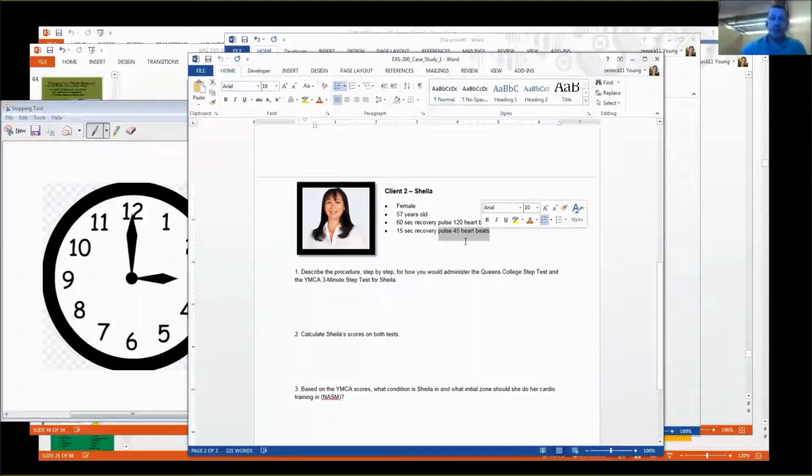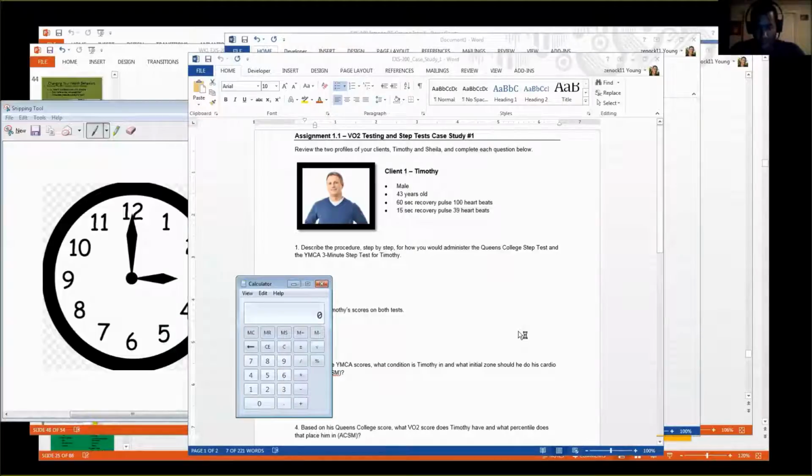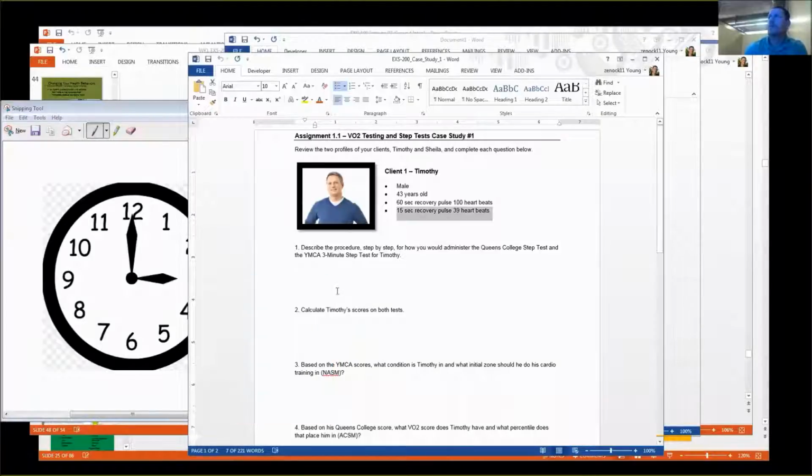So what you would do is you put that 180 in for Sheila. What would I put into that formula for Tim? About 156. So 39. So you guys say 156? Correct. Yeah, it's just multiplied by 4. Well done.